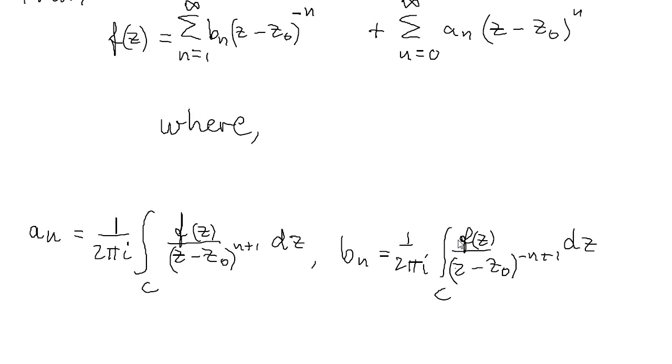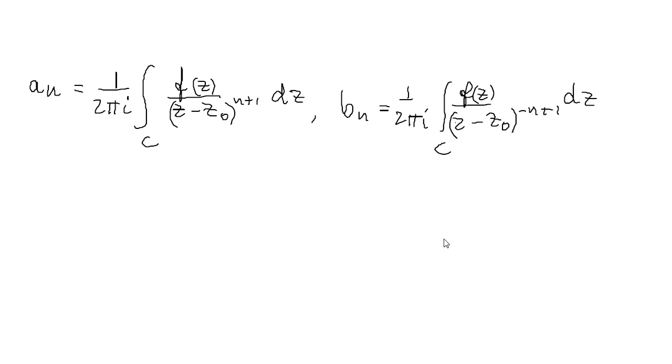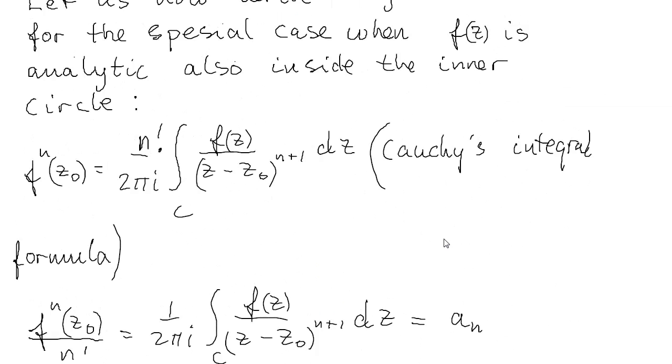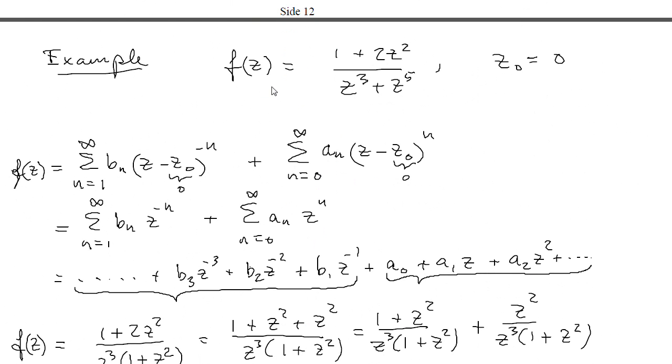These integrals are often difficult to find, so we'll show you an example where we can find these coefficients without computing the integrals. So let's go to this example. f of z is equal to this fraction, and we say that z0 is equal to 0.